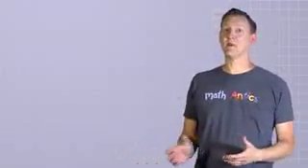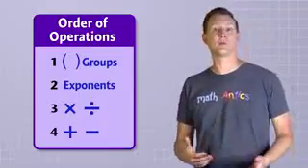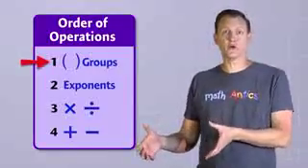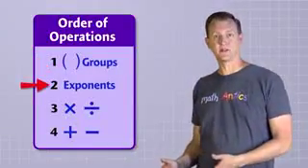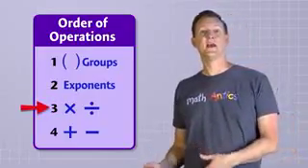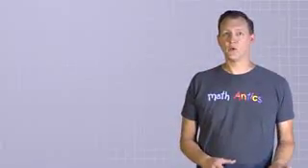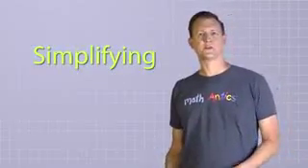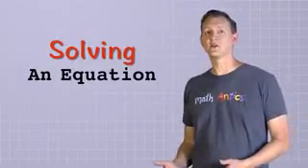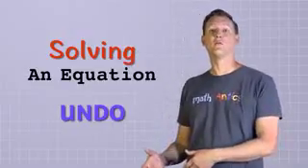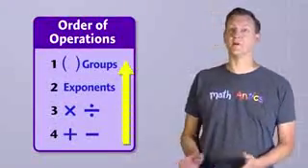Fortunately, in math, we have a special set of rules that tell us what order to do operations in. Those rules tell us to do operations inside parentheses or other groups first, and then we do exponents, and then we do multiplication and division, and last of all, we do addition and subtraction. Those are the rules you need to follow when simplifying mathematical expressions or equations. But solving an equation is different because we're trying to undo any operations that the unknown value is involved with so that the unknown value will be all by itself. So when solving equations, the best strategy is to apply those order of operations rules in reverse.